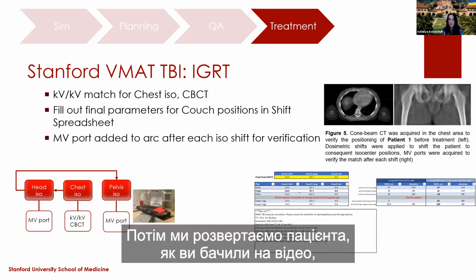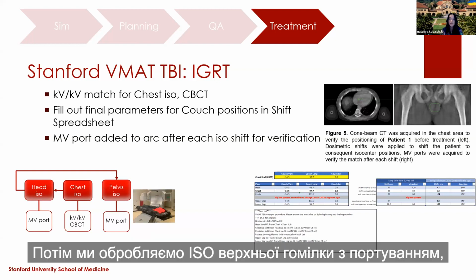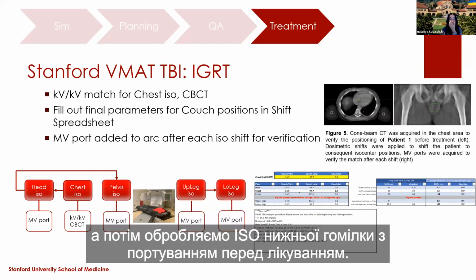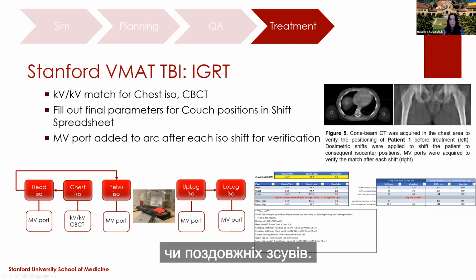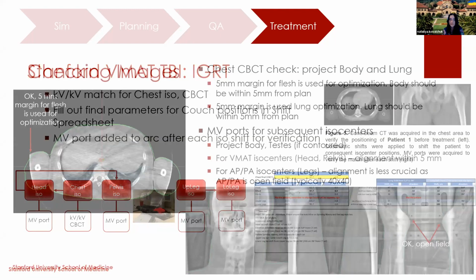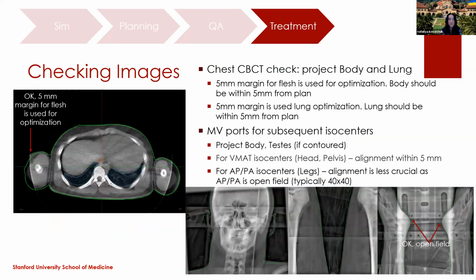Then we spin the patient around like you saw in the video that Susie showed, and we then treat the upper leg ISO with porting, and then treat the lower leg ISO with porting before the treatment. We typically allow 5 millimeter lateral shifts and no vertical or longitudinal shifts. So this is more for Stanford physicians when you're reviewing the images.